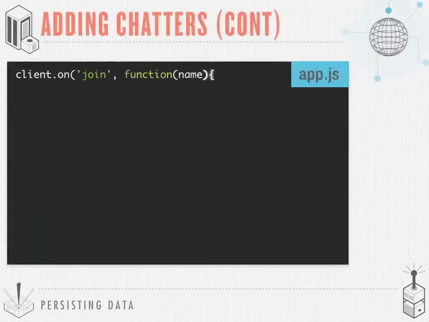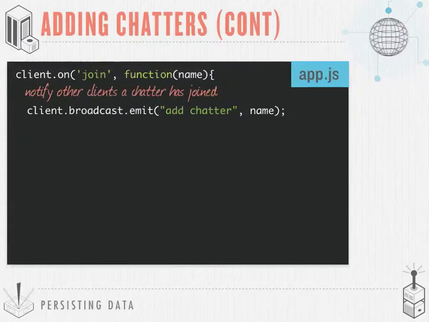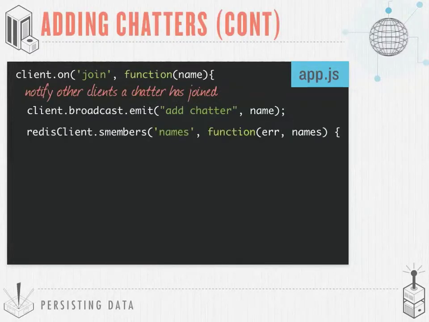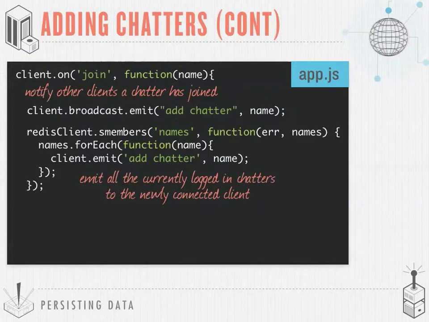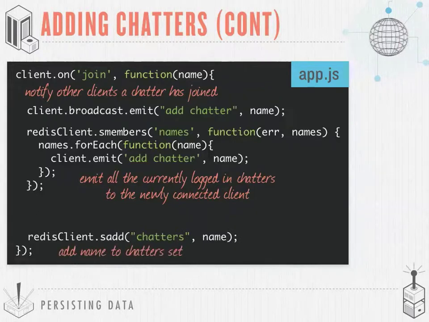We actually want to do one more thing when the client joins the server. We can use the smembers command to get back all the names that are currently in the chat room, and then we can loop through those names and emit those names on the add chatter event.